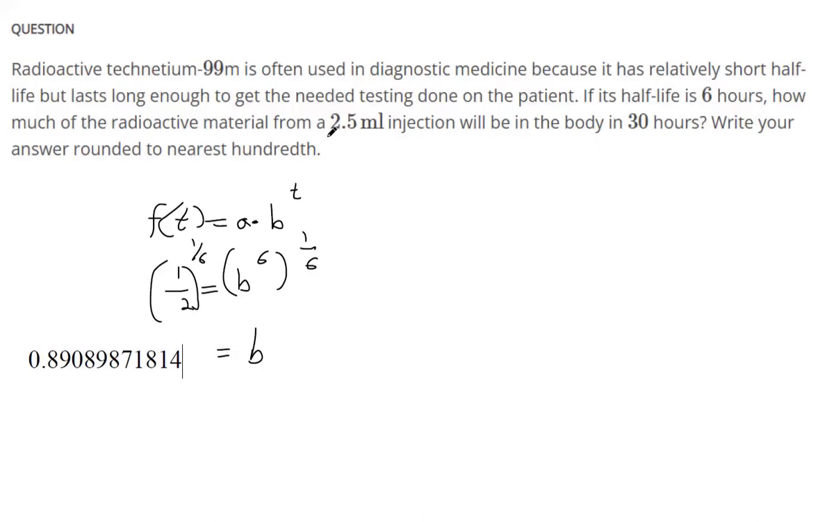Now that we know that, we can answer the question. How much of a starting amount of 2.5 that goes in for a will be left after 30 hours? So we're going to plug in f of t equals 2.5 in for a, times the b that we just found using the half-life, and then the power is 30 because time is 30 in this part.